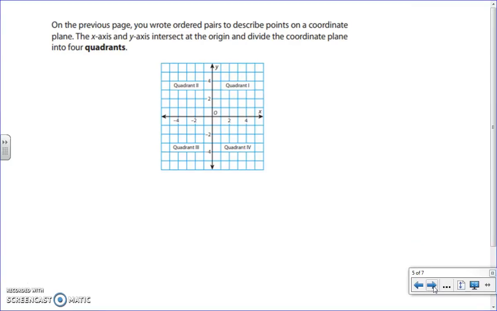It says on the previous page you wrote ordered pairs to describe points on a coordinate plane. The x-axis and the y-axis intersect at the origin and divide the coordinate plane into 4 quadrants. So we literally have a number line, just like all the number lines we've ever done with 0 in the middle. And we have another number line that is this number line rotated sideways. So that just makes it go upside down or sideways. And again, 0 is in the middle of that number line. So in the middle here, we call this the origin, or the point 0, 0.